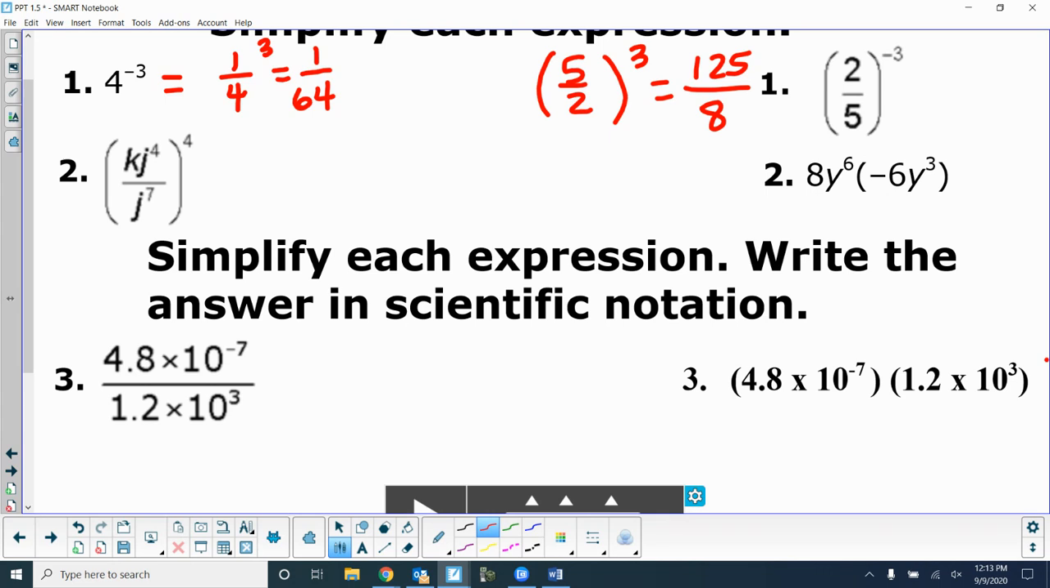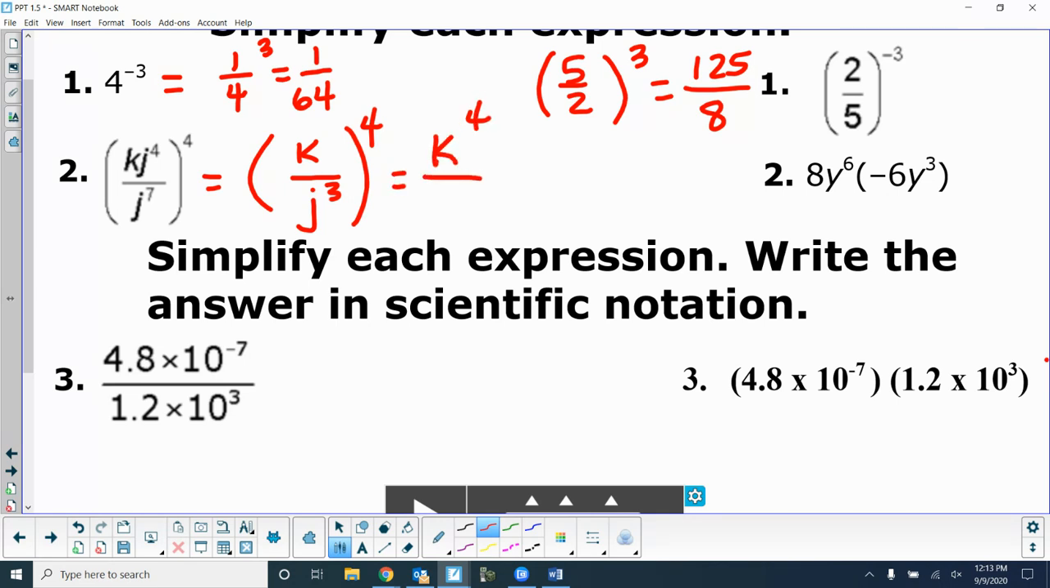Number 2, I see a J in the top and the bottom. Where's the J going to stay? Top or bottom? Why? Why does the J stay in the bottom? The higher exponent was in the bottom, right? 7's bigger than the 4, right? So if you can simplify this base, what's in parentheses, do that first. It's easy. What's 7 minus 4? 3. And then you go k to the 4th.